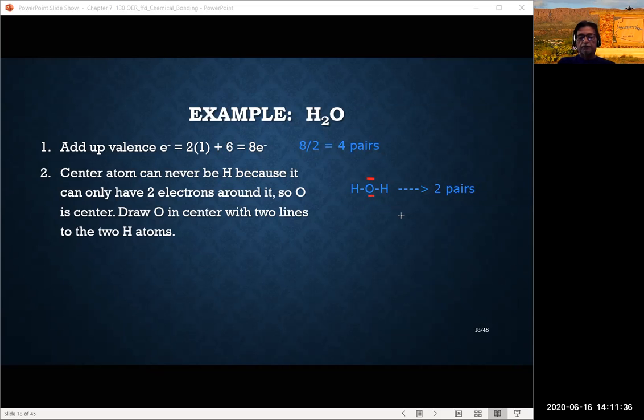Can you all see that? It's kind of a crazy straight line, but it's there. And so now count the pairs. I have 4 pairs up there. Perfect. That is what I started to work with.